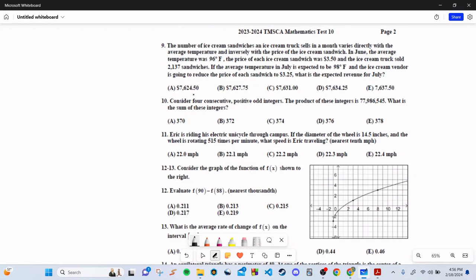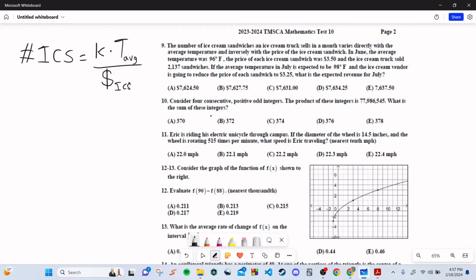Okay, so for question 9, we've got the number of ice cream sandwiches an ice cream truck sells in a month varies directly. Okay, so let's say the number of ice cream sandwiches varies directly. So that's K times, like some constant times, the average temperature, so T average. And inversely, so we have to divide by the price of an ice cream sandwich. So like that.